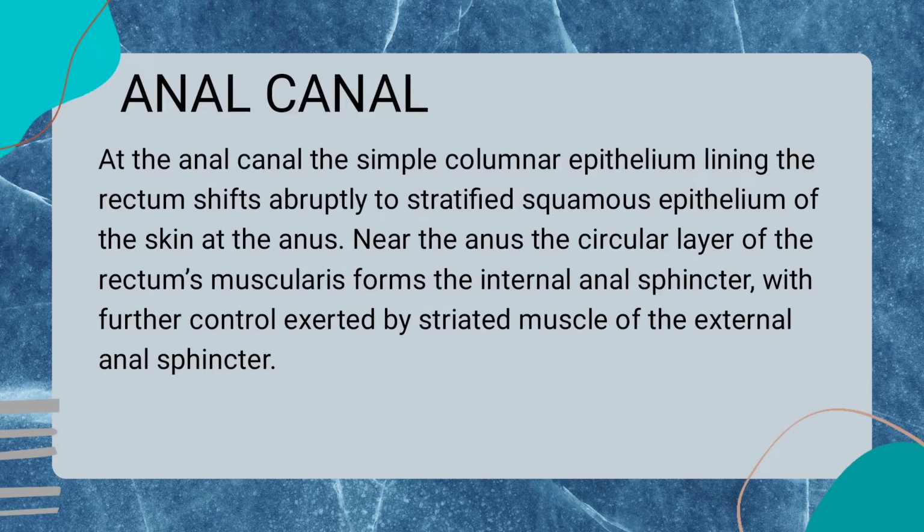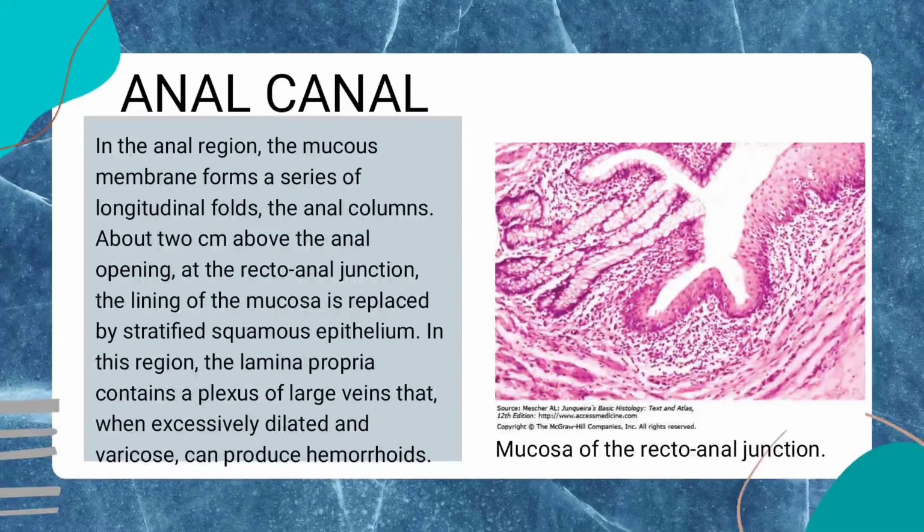Near the anus, the circular layer of the rectum's muscularis forms the internal anal sphincter. Defecation involves the action of voluntary muscles comprising the external anal sphincter. In the anal region, the mucous membrane forms a series of longitudinal folds, the anal columns. And as I said earlier, it is 2 cm above the anal opening. At the recto-anal junction, the lining of the mucosa is replaced by stratified squamous epithelium.